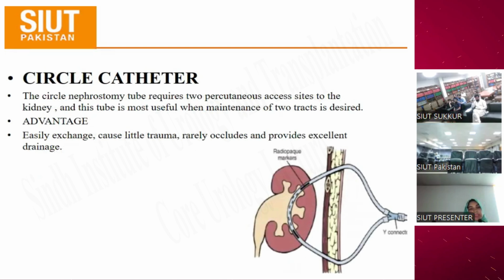Another design is the circle catheter. The circle nephrostomy tube requires two percutaneous access sites, so when we are making more than one track during PCNL, we can place this circle catheter. Its advantages are that it is easily exchangeable, causes little trauma, rarely occludes, and provides excellent drainage. Previously, it was also used when there was hematuria, for irrigation of the upper urinary tract.